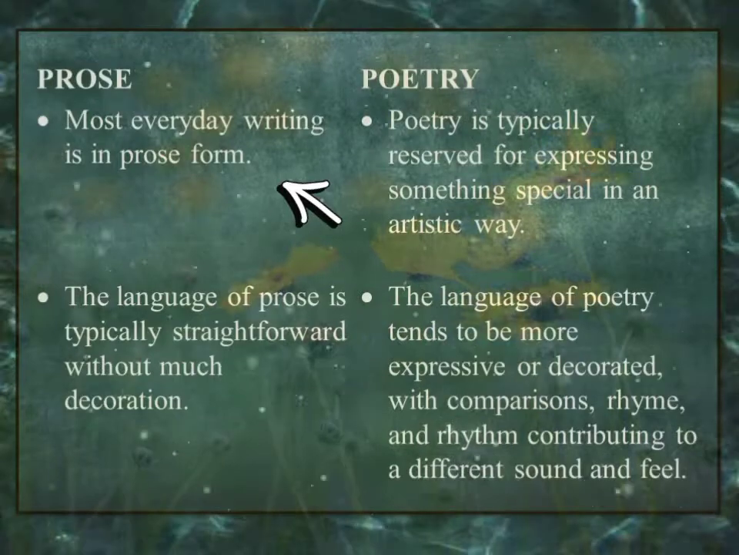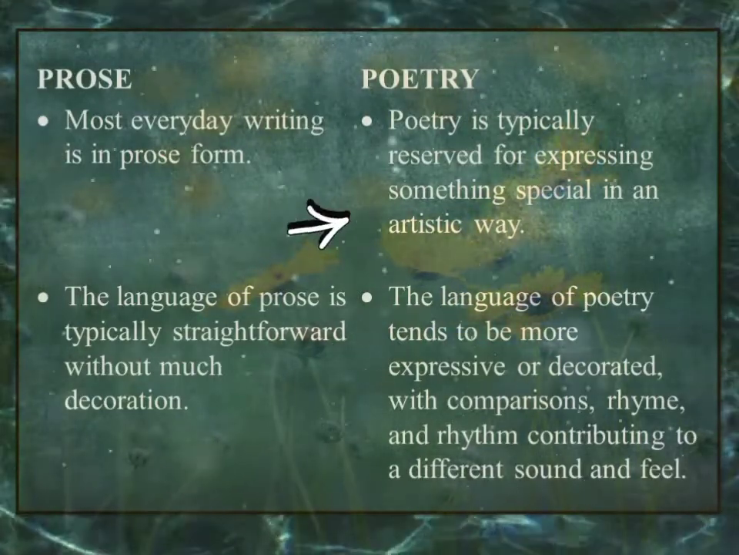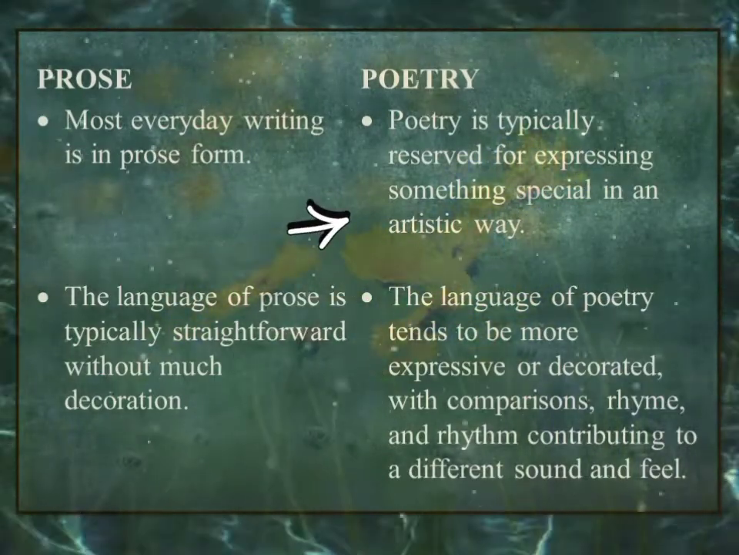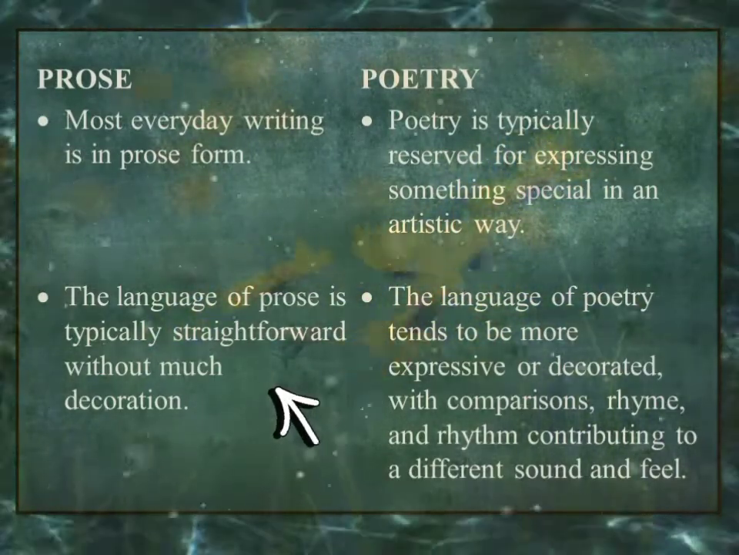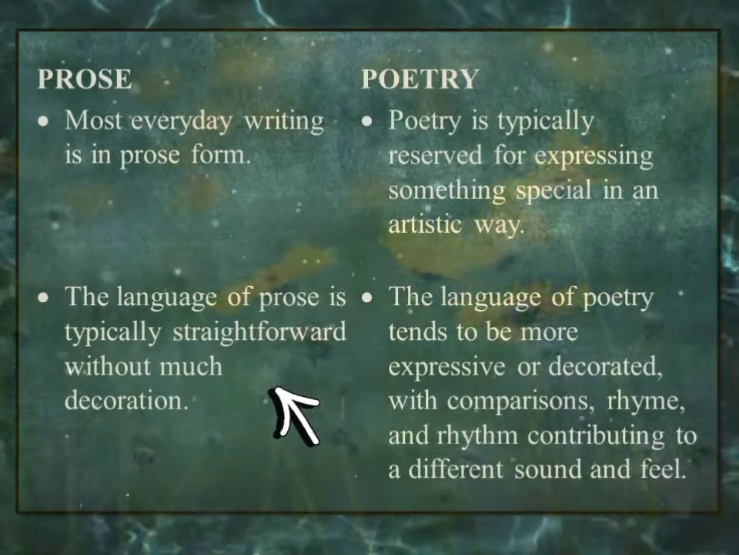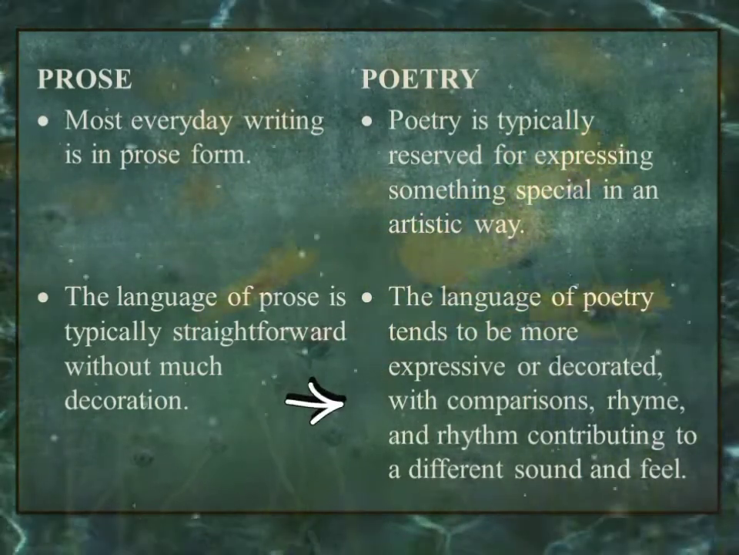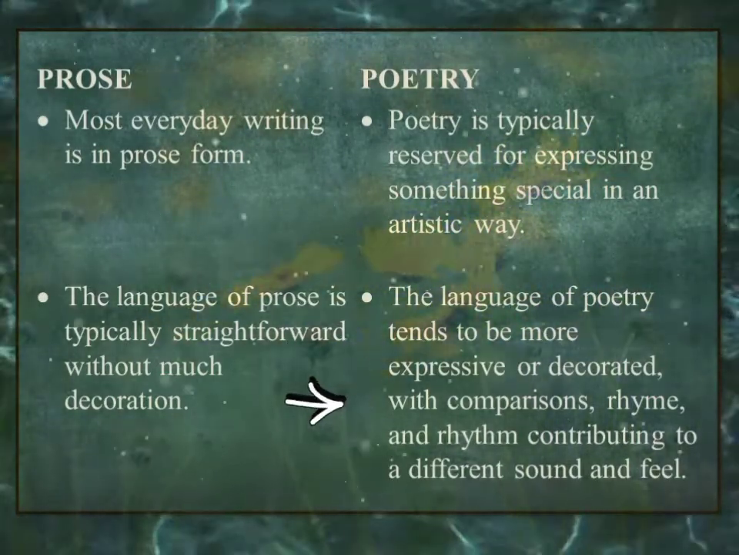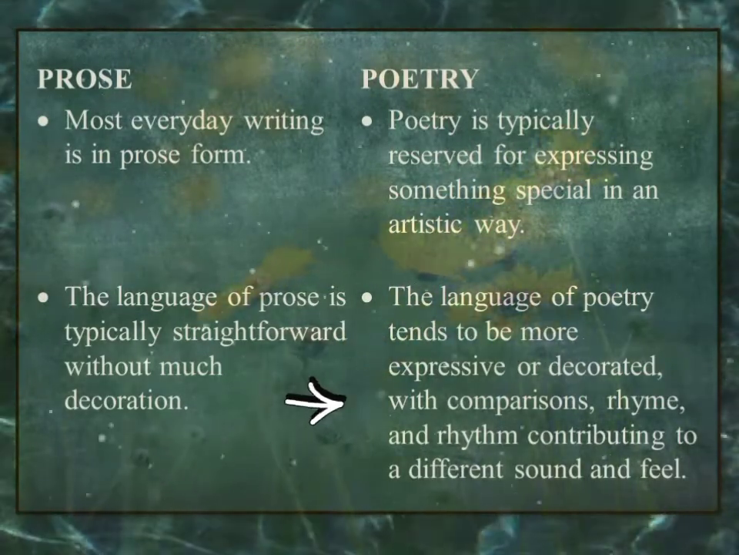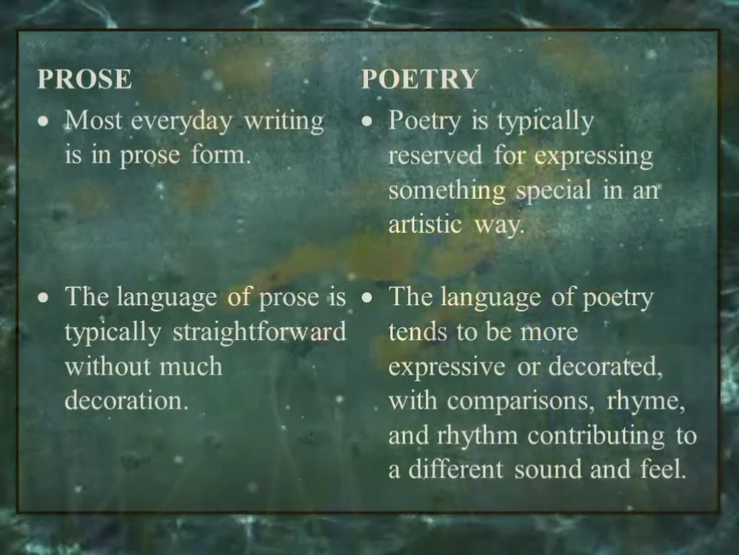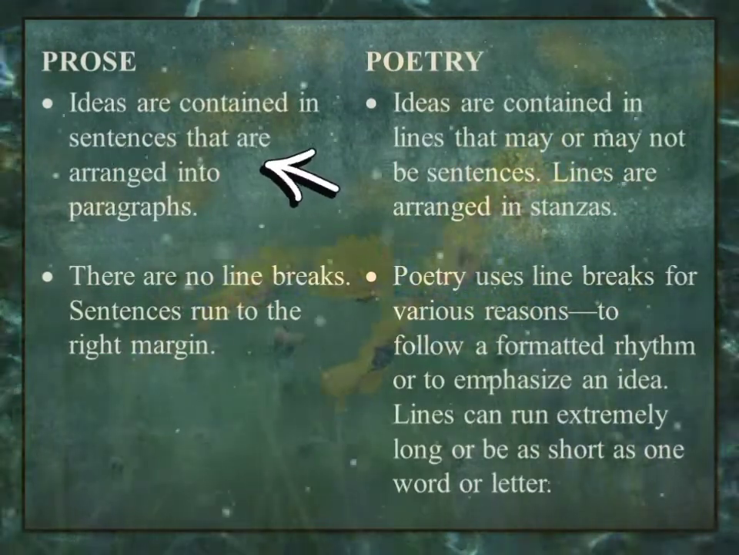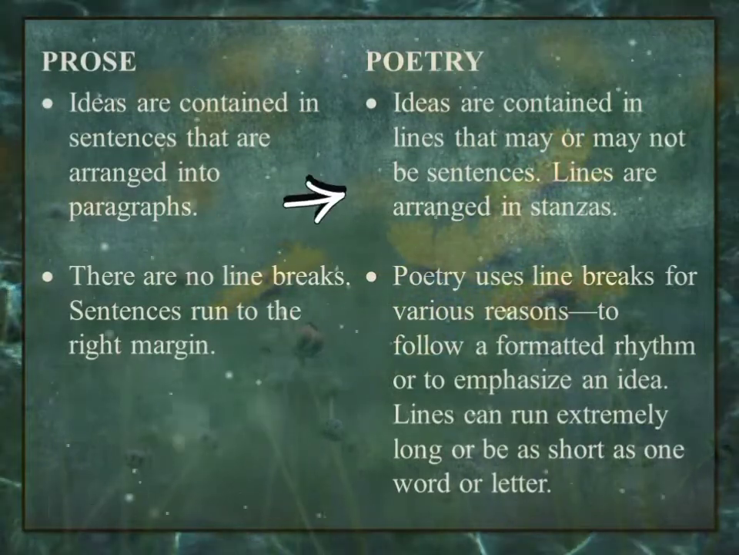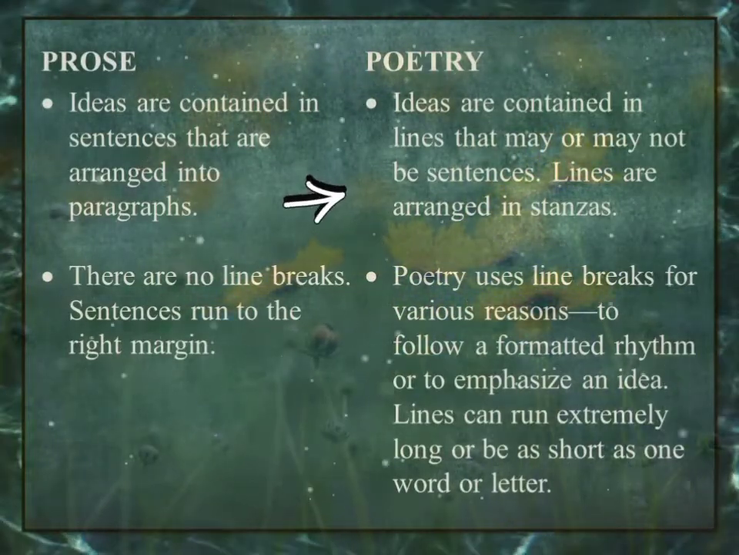Prose. Most everyday writing is in prose form. Poetry. Poetry is typically reserved for expressing something special in an artistic way. Prose. The language of prose is typically straightforward without much decoration. Poetry. The language of poetry tends to be more expressive or decorated, with comparisons, rhyme, and rhythm contributing to a different sound and feel. Prose. Ideas are contained in sentences that are arranged into paragraphs. Poetry. Ideas are contained in lines that may or may not be sentences.